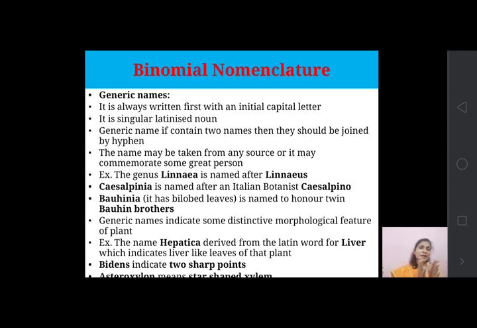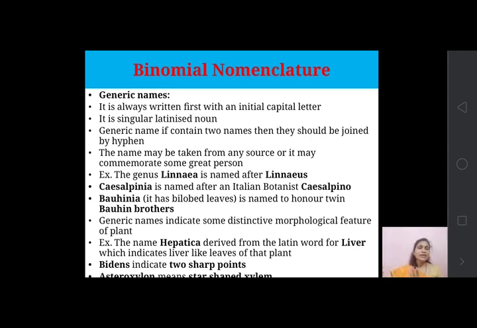The name may be taken from any source, or it may commemorate some great person. When the author wants to give a particular generic name to a particular plant, he can use any source, or he can take something from that plant body, or he can give the name on the basis of the authors who described it. So the name may commemorate some great person, and he can give a name which belongs to a great person.